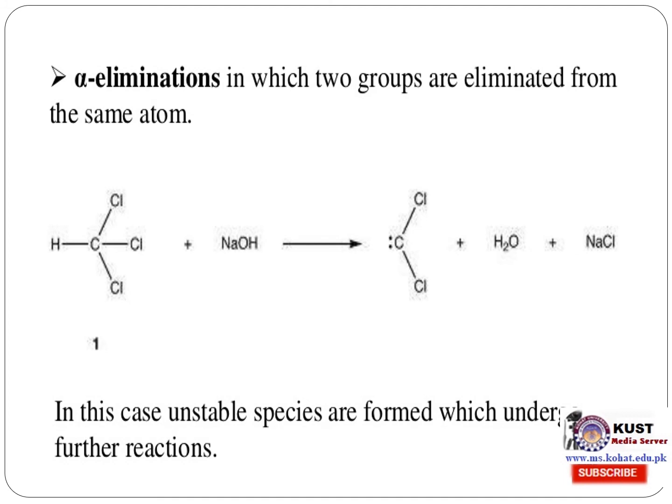Like here in this case, we see that alpha elimination has occurred from the chloroform molecule in the presence of a strong base. The chloroform has lost one halogen and one hydrogen, and as a result we get a carbene molecule. But this carbene is very unstable, energetic and reactive, and so it undergoes further reaction and doesn't exist independently.